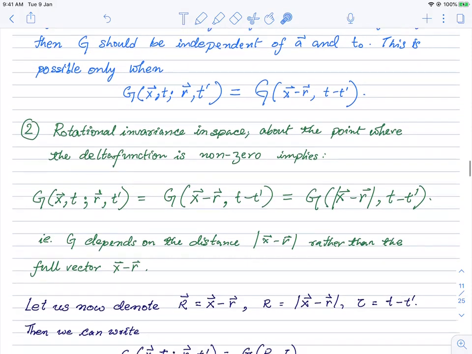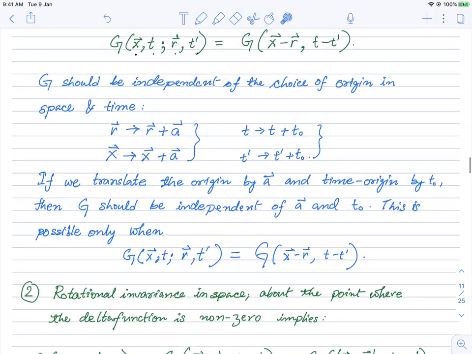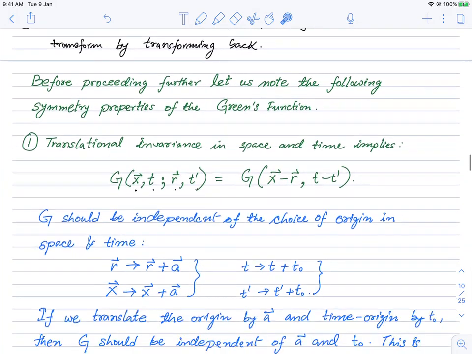Very good. The other property is that you would expect the solution to be rotationally invariant about the point where this r is located. This delta function clicks at some spatial value of r, and wherever it clicks, you would expect the solution to be invariant under rotation about that point.